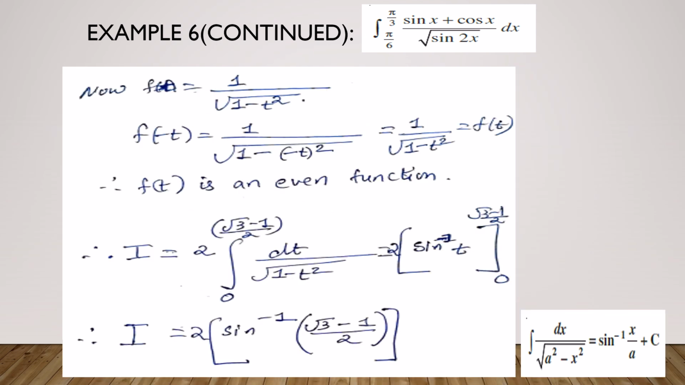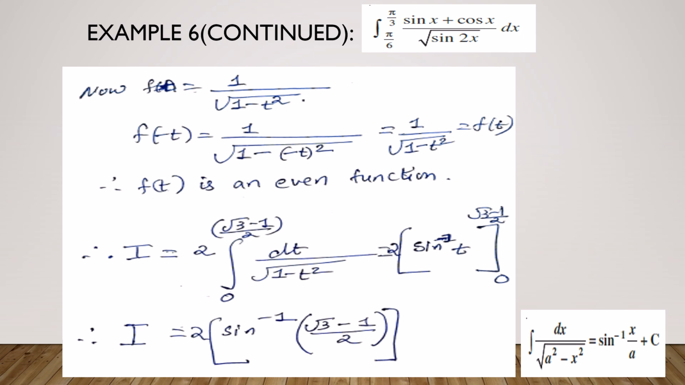As I told you, we want to use this property, then what is the condition? Our function should be an even function. In fact, looking at it, it is obvious it is an even function, but I have shown over here why f(t) is an even function. f(t) is 1 upon root of 1 minus t square. Instead of t, if I put minus t, then also I will be getting the same f(t). So f(t) is an even function, and so we are using this property.